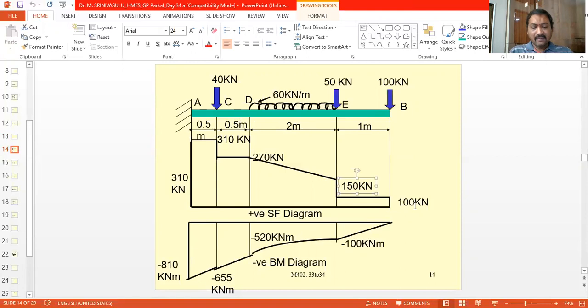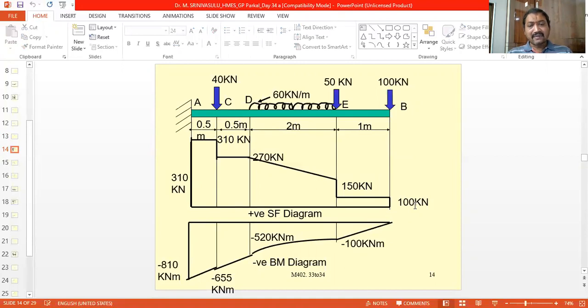Then we have to find out the shear forces and bending moments at the salient points, that is A, B, C, D, E. And then we'll mark the points. We have to locate the points and we will draw the diagram. Now the shear force at point B.